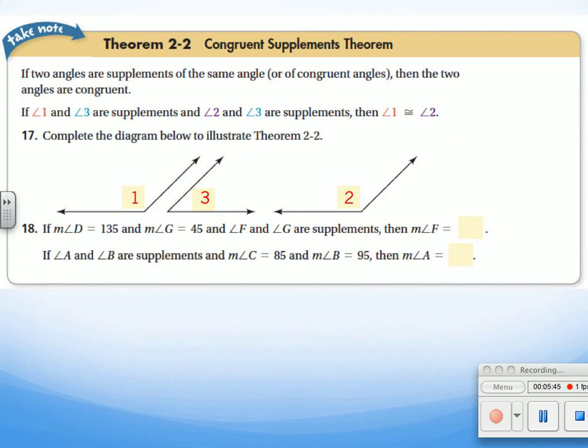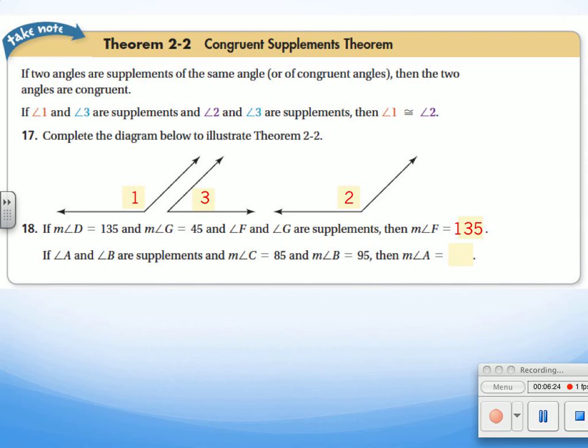Problem 18. If the measure of angle D equals 135 and the measure of angle G equals 45, and angle F and angle G are supplements, then the measure of angle F is 135. What did I do there? Oh, F and G are supplements. That means they add up to 180. My apologies. It's Friday afternoon. That's what happens. Angle F and angle G are supplements, so 45 plus 135 equals 180. So the measure of angle F is 135.